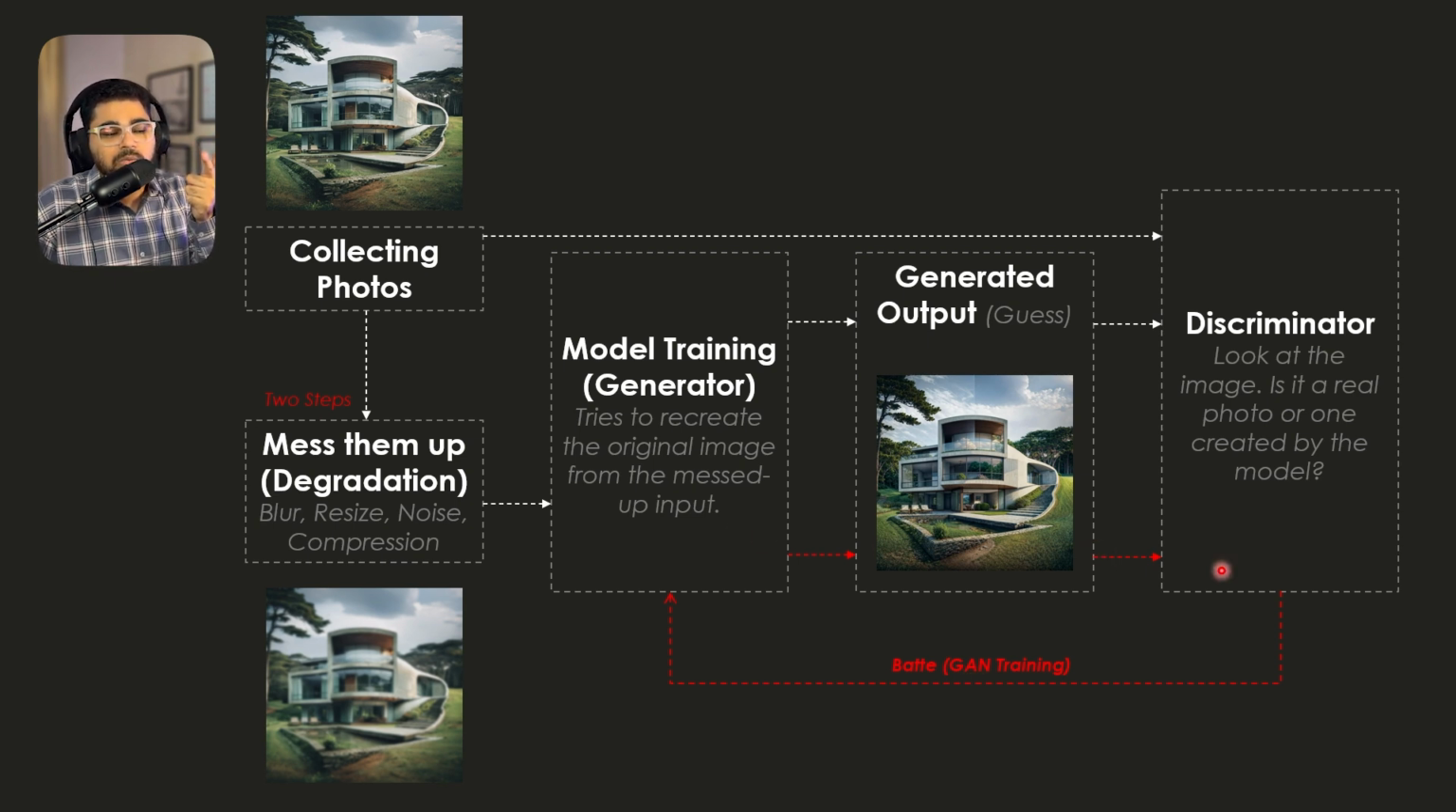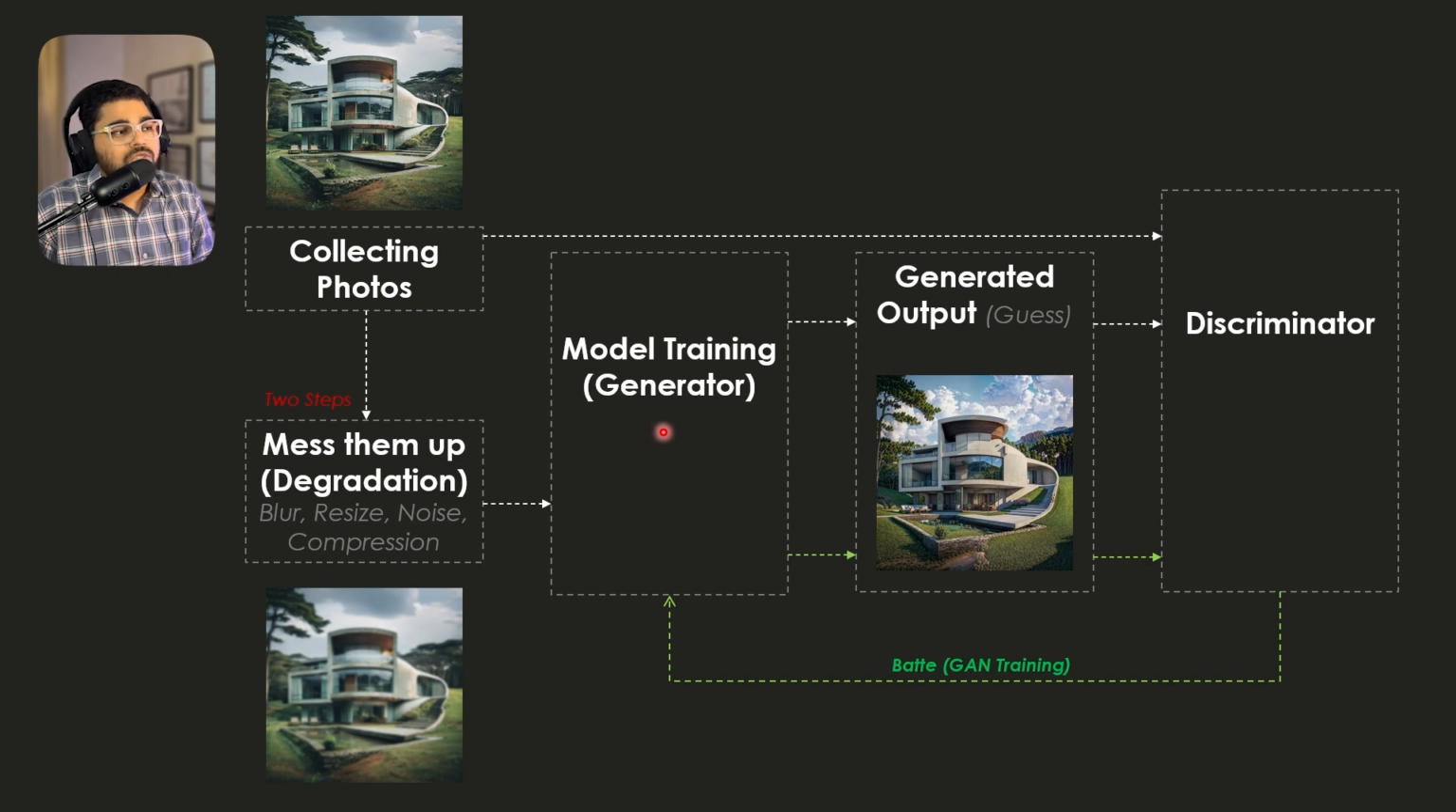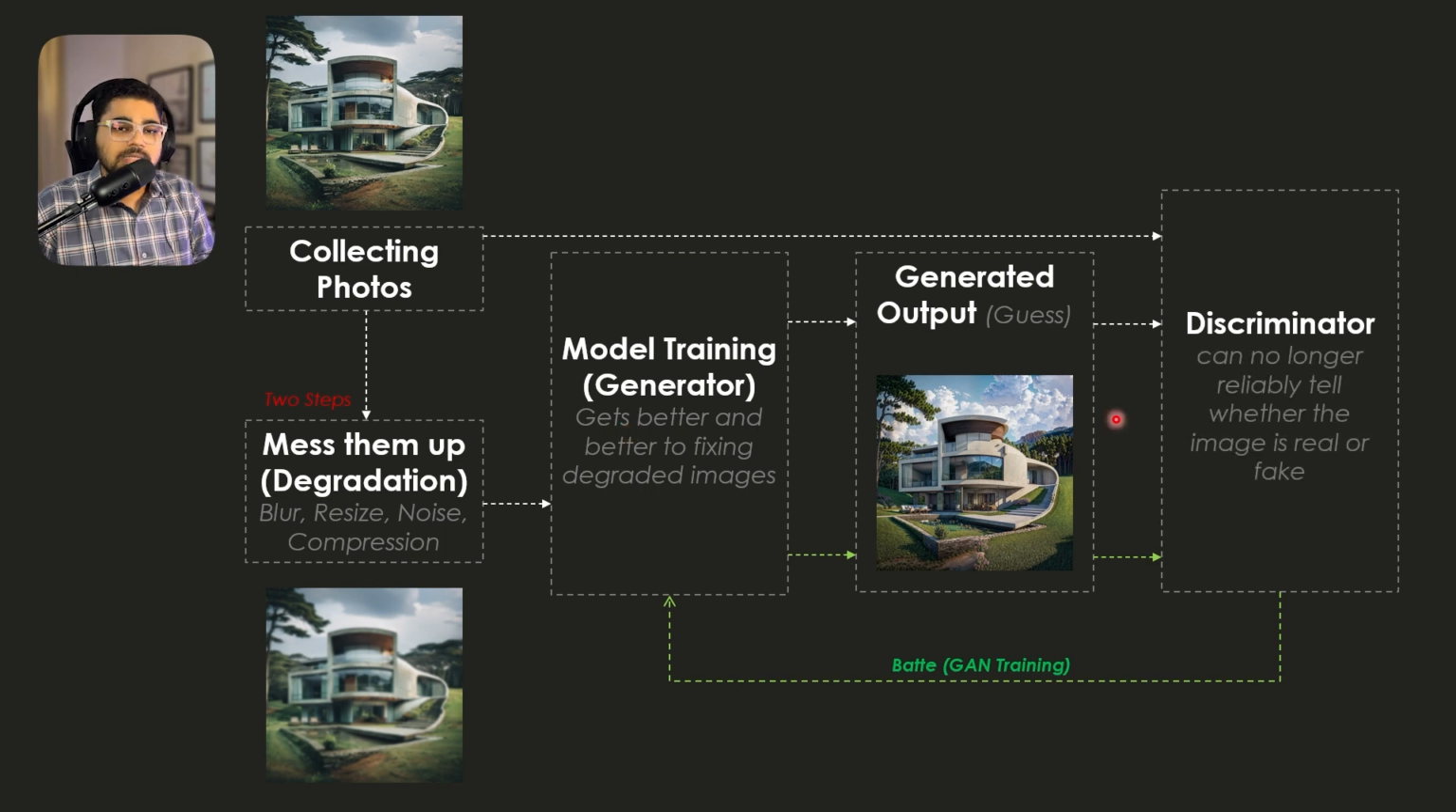Here in this case they are trying to get better images, and the neural networks are the generator and the discriminator. Over this constant battle, they push each other to get good images. So the model generated by the generator gets better and better at fixing the degraded images, and then the discriminator can no longer reliably tell whether the image is real or fake.